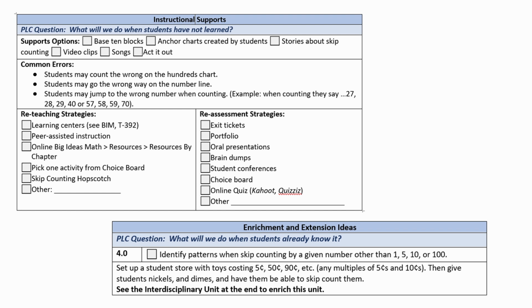In this particular instance, they've given, Shanina, I think you actually built this unit. You and, anyway. The 4.0: identify patterns when skip counting by a given number other than 1, 5, 10, or 100.